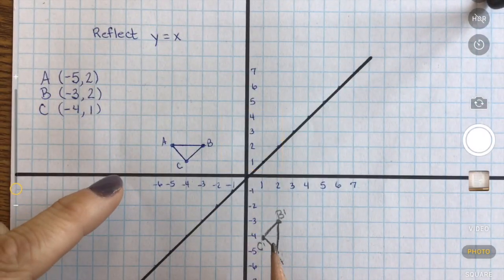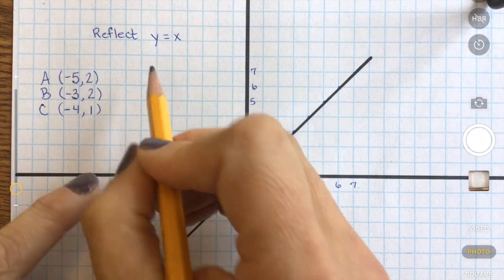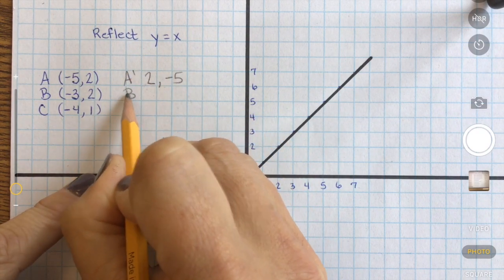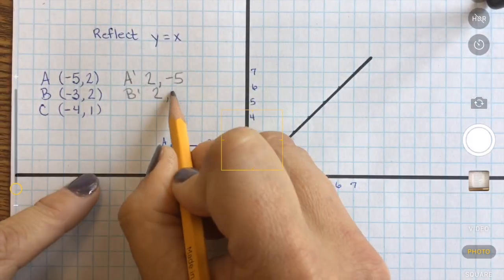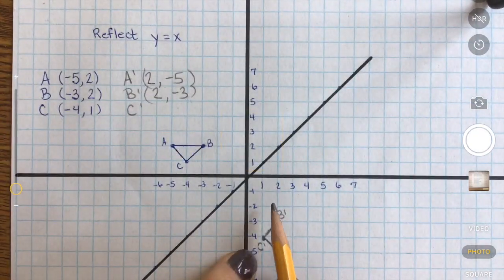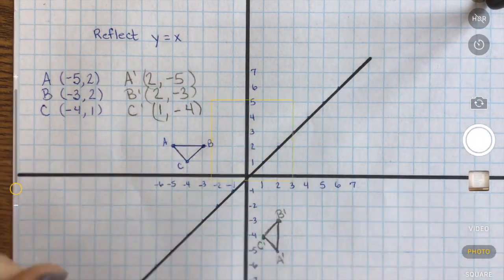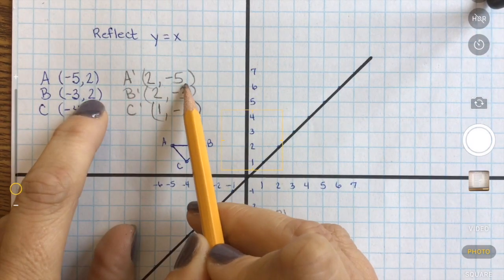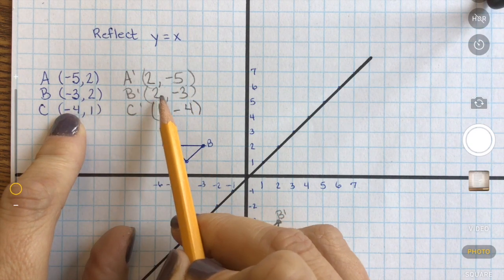So I'm going to now look at what my coordinates are. My A prime coordinates are 2, -5. My B prime is 2, -3. And my C prime is 1, -4. So let's look and see what happened. Notice originally it was -5, 2, and now it's 2, -5. And here it was -3, 2, and now it's 2, -3.